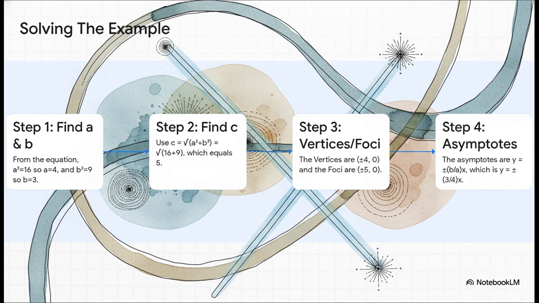Boom. Now we have everything we need for our key points. The vertices, they're at plus or minus a, so (±4, 0). The foci, they're at plus or minus c, so (±5, 0). Last but not least, those asymptotes, the invisible guidelines for our curves. The formula is y equals plus or minus b over a times x. So for us, that's y equals plus or minus 3/4 x. And just like that, we've sketched out the entire hyperbola without even drawing it.